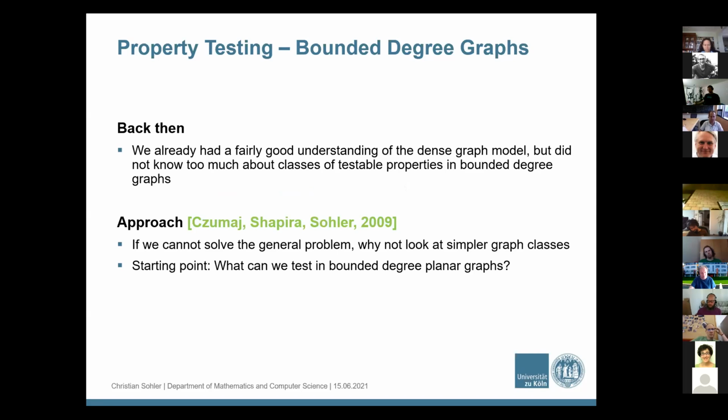Then Arthur Czumaj, Asaf Shapira, and myself started working on this, but we realized that we don't really have an idea to solve the general problem. So what we did was a standard approach in graph theory. If we cannot solve the problem for all graphs, then why don't we look at simpler classes of graphs? Our starting point was to consider planar graphs.